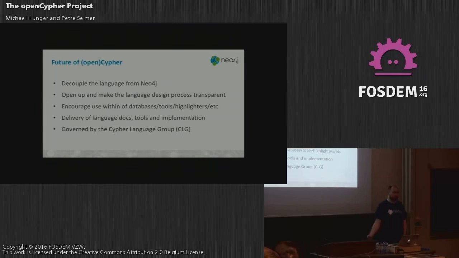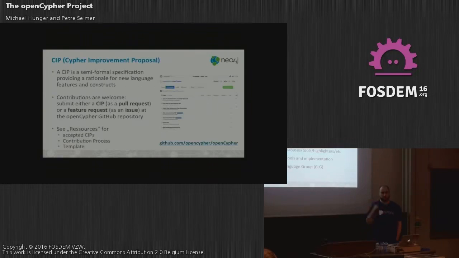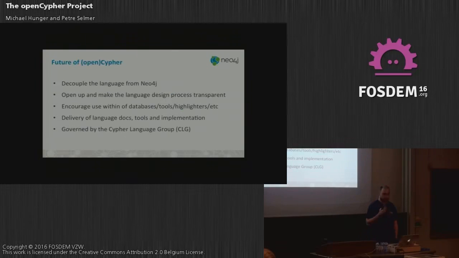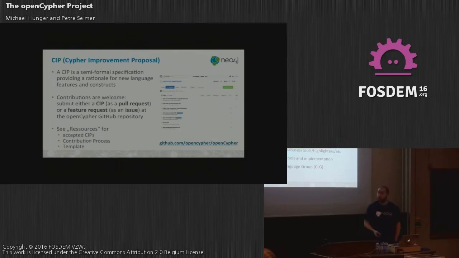We want to decouple the language from Neo4j. So we pull out the stuff that we have right now in Neo4j as an open source project and pull it into a separate project, the openCypher project. We want to open the whole language development process, make it more transparent, more inclusive, and encourage creation of new tools like testers, generators, highlighters, databases that implement it, and so on. We want to provide language documentation, tools and a reference implementation for Cypher. And the whole thing should be governed by a Cypher language group.